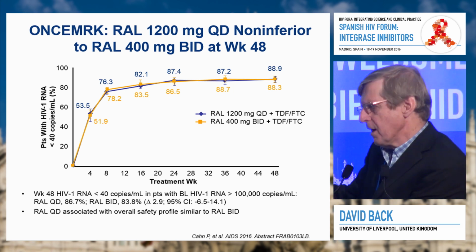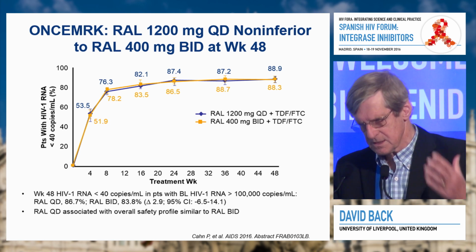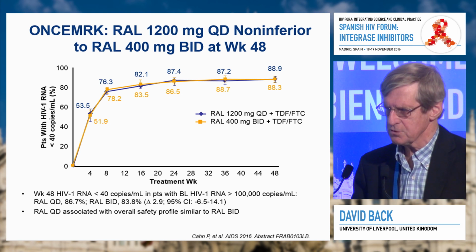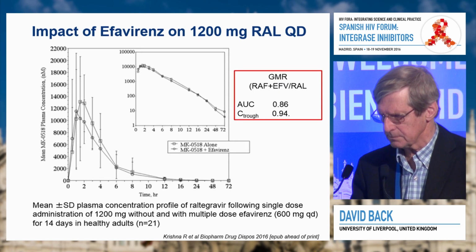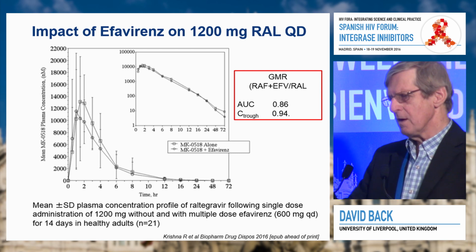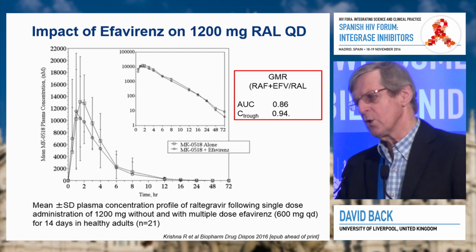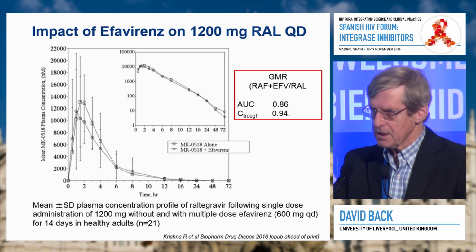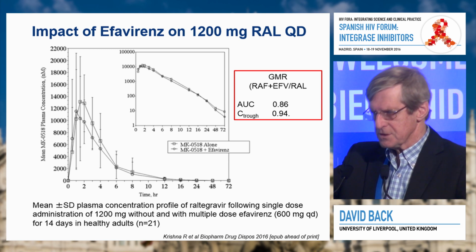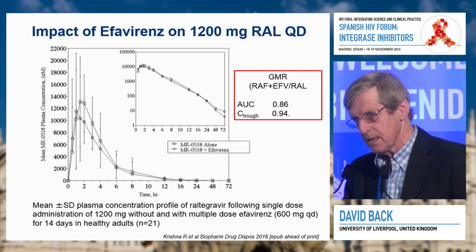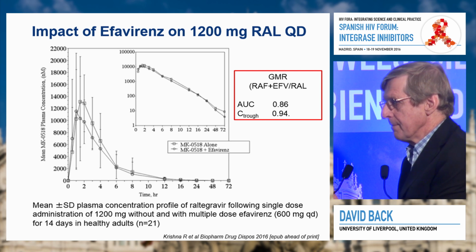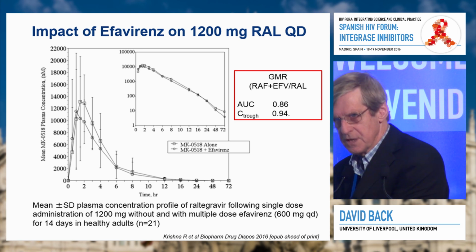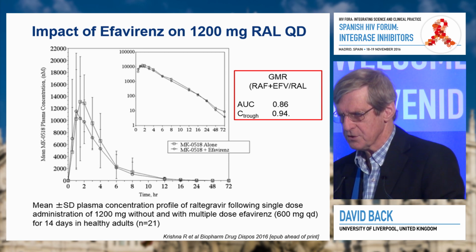I want to go into the pharmacology beyond that, and we can discuss where you think raltegravir once daily might have a place or a positioning in the future. Some of the pharmacology is actually quite interesting, because one of the issues around the 800 QD dose was the trough concentration being fragile. And what we need to understand is, what about the 1200 dose and the trough concentration?